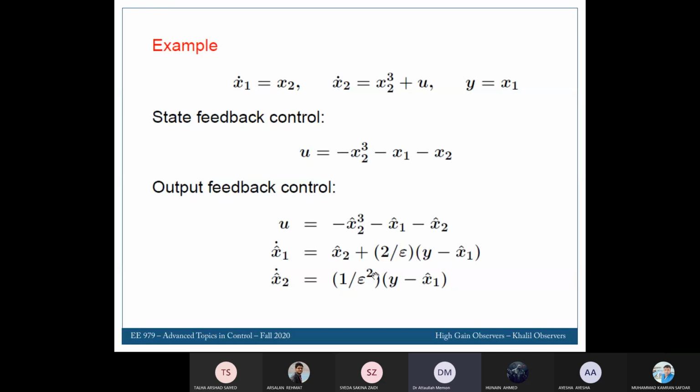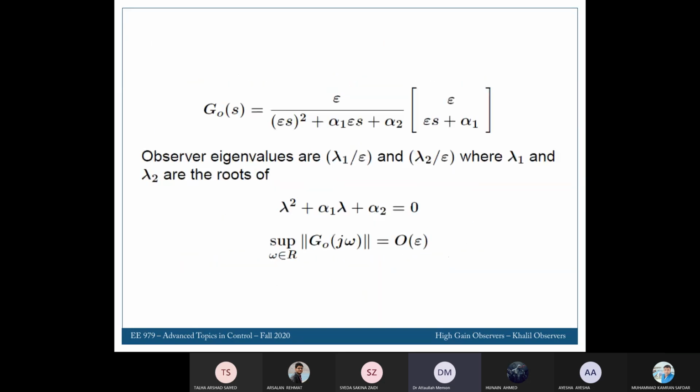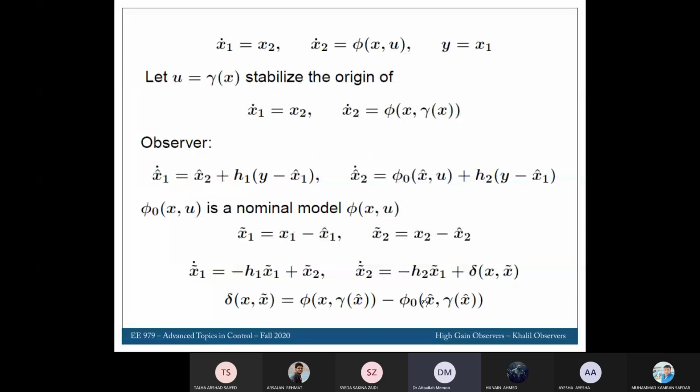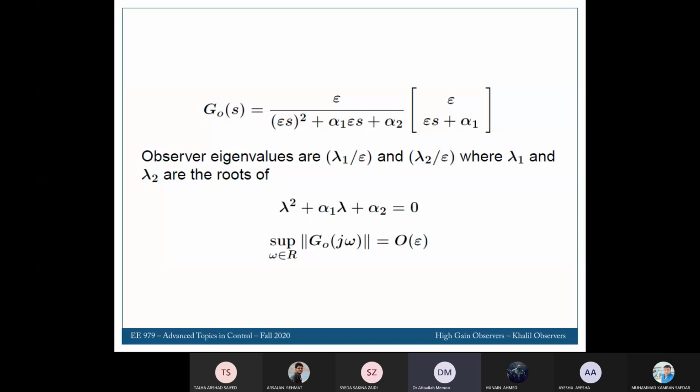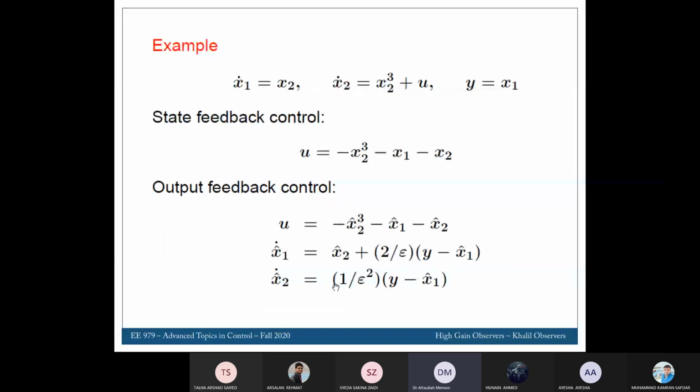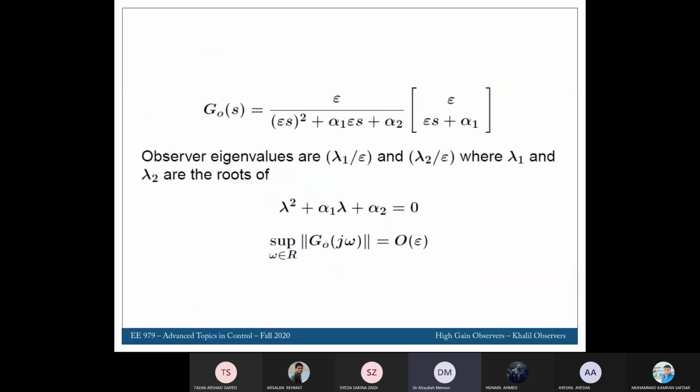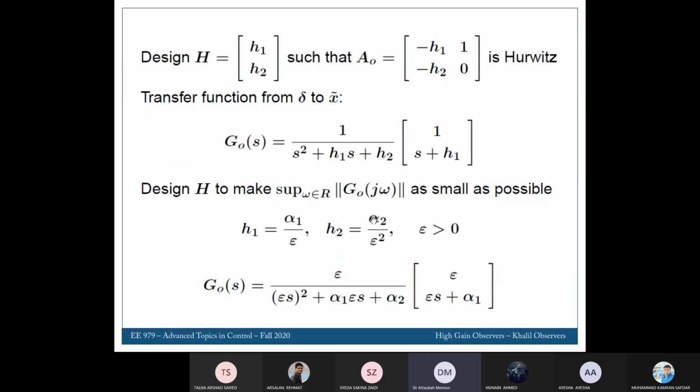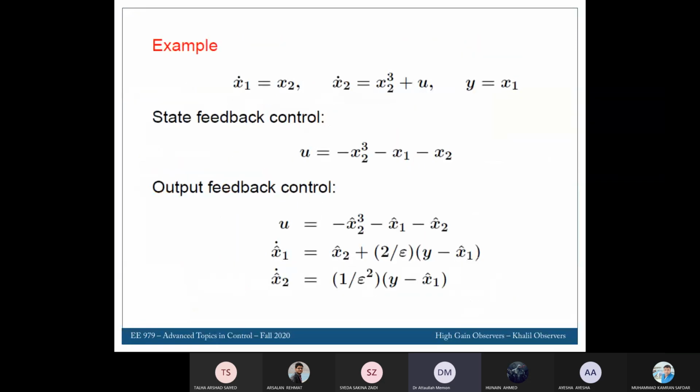square times the error. Okay, we are omitting this whole thing altogether because we saw here that this thing shouldn't really matter. So we are going to skip it altogether. Why bother if it is not going to matter? We are just using h2 times y minus x1 hat. So this is my alpha 2 over epsilon square. These are two gains. Okay. So this is my observer.